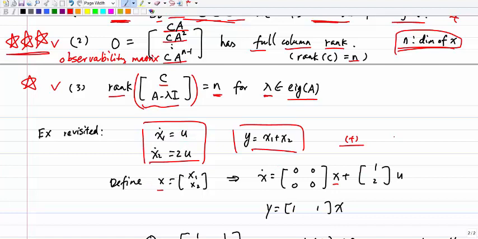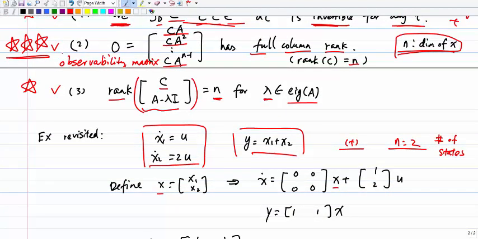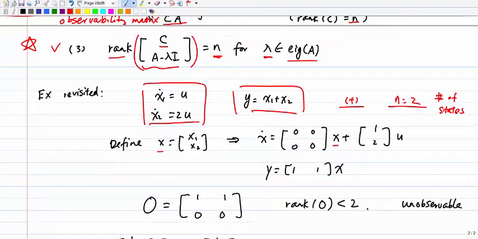Here I can say that n is 2, because we only have 2 states, so the number of states is just 2. I want to make sure that the rank of my observability matrix is 2. So we use the second approach, the condition, to verify if the linear time invariant system is observable or not.